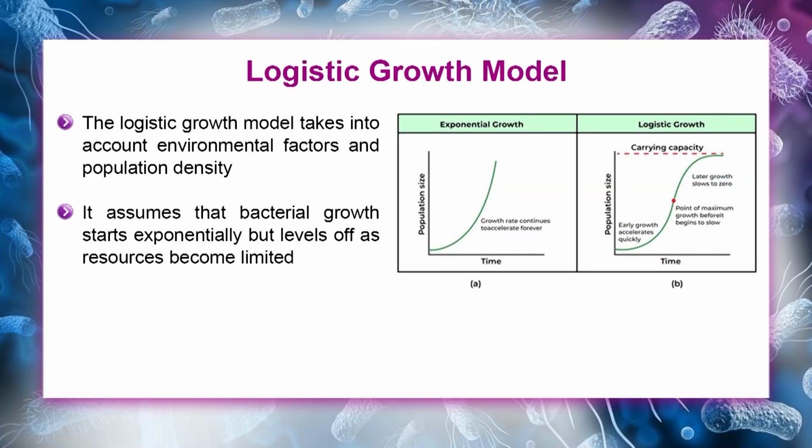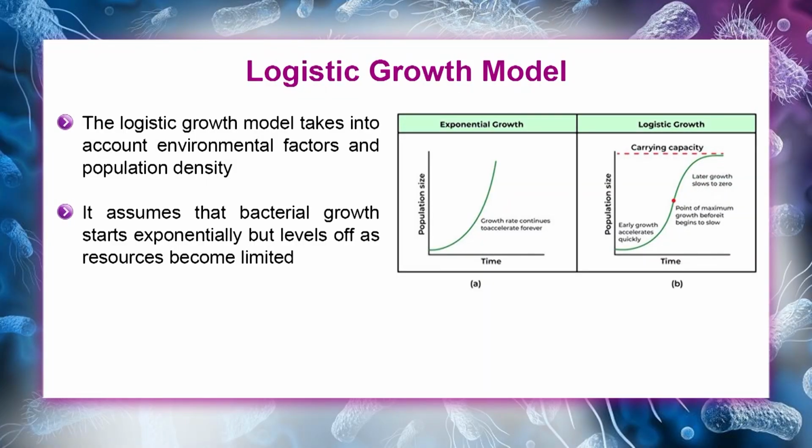The logistic growth model is a more realistic representation of population growth compared to the idealized exponential growth model because it considers the constraints imposed by limited resources and environmental factors.